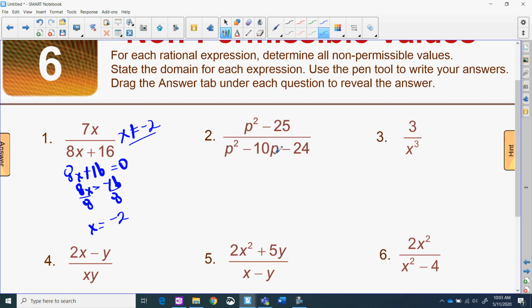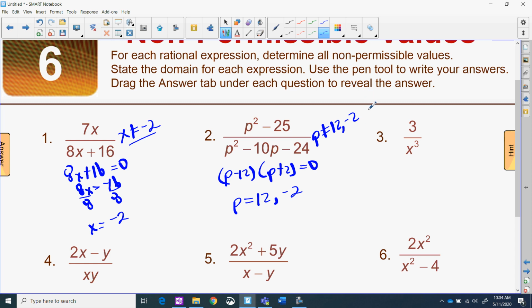Quadratic. So this one I'm going to factor. I'm going to try and find two numbers that multiply to give negative 24 and add to give minus 10. And that would be a negative 12 and a plus 2. Okay. What would make those equal 0? Well, those would become 0 if p was 12 or if p was negative 2. So that tells me that p cannot be either of those numbers because it would make the denominator of the fraction become 0.